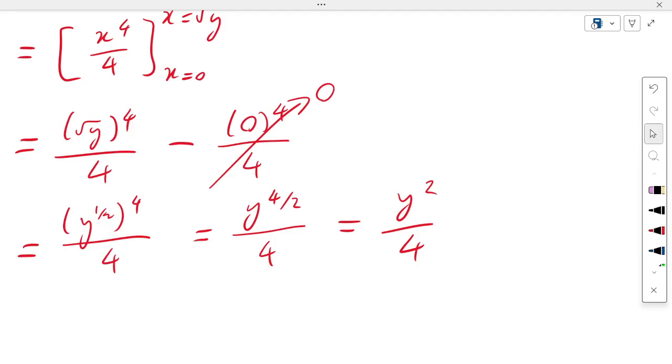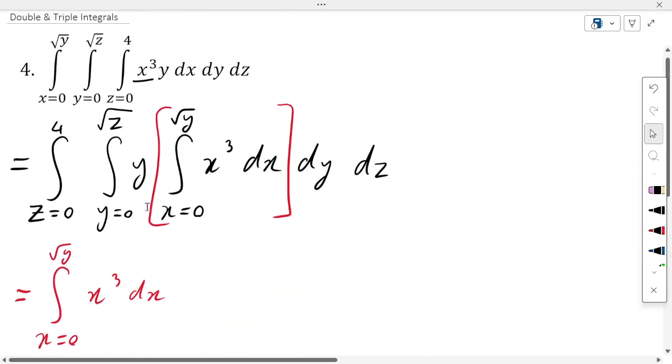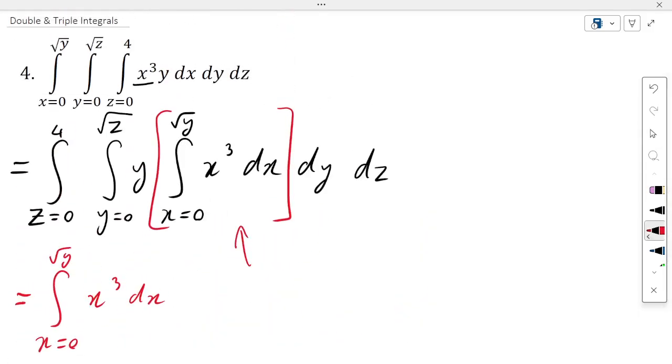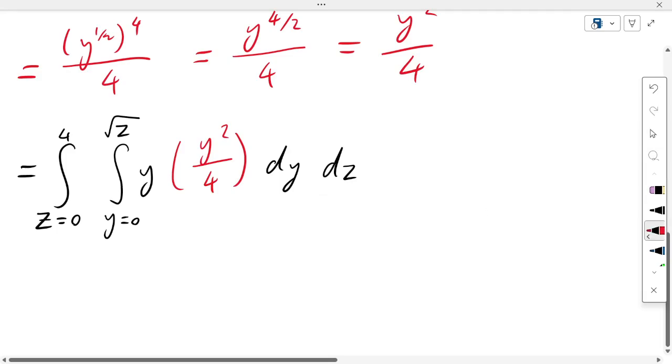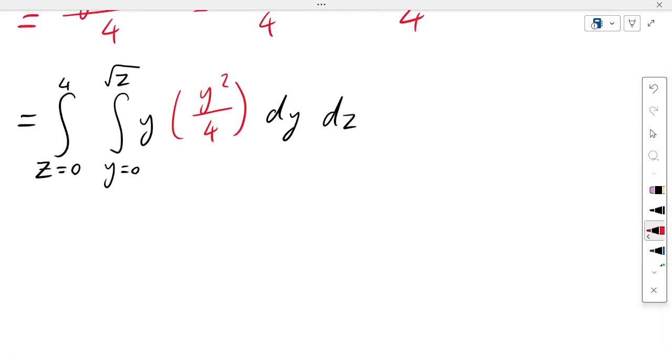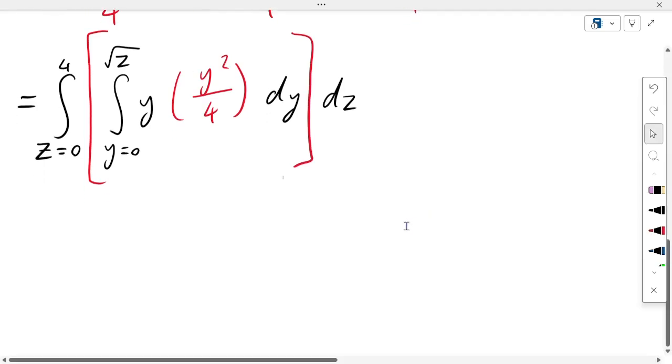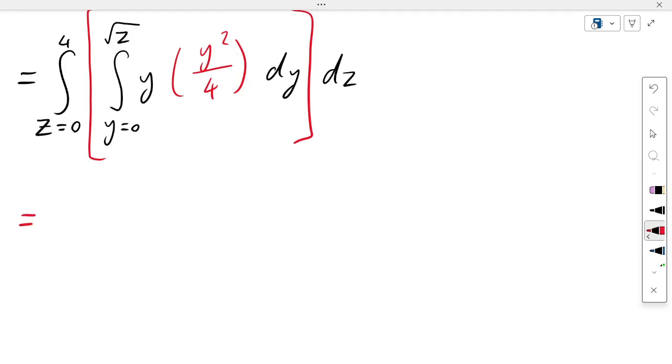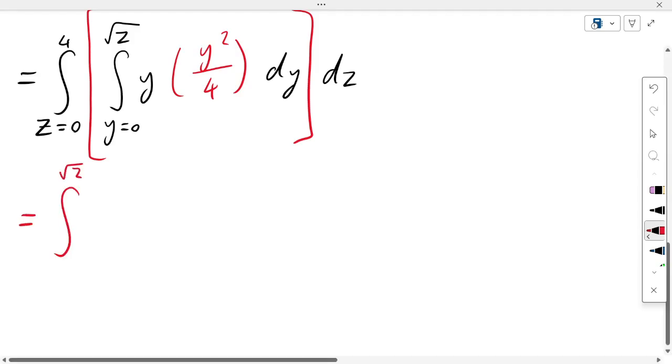Okay, great. Now we can just plug this y squared over 4 into what we have here in the red bracket. So let me just cut to that part. Now this is what we are left with. Now that we have this, we can work with our new middle integral, which is with respect to y. So let's rewrite that. It's going to be the integral, and we're going to have y equals 0 and root z respectively. It's going to be z, by the way, so I'm going to do that.